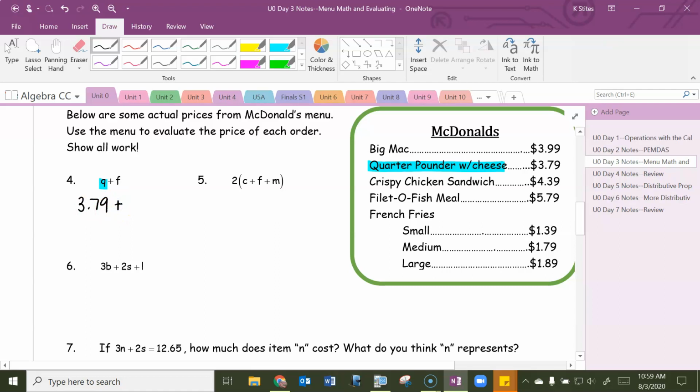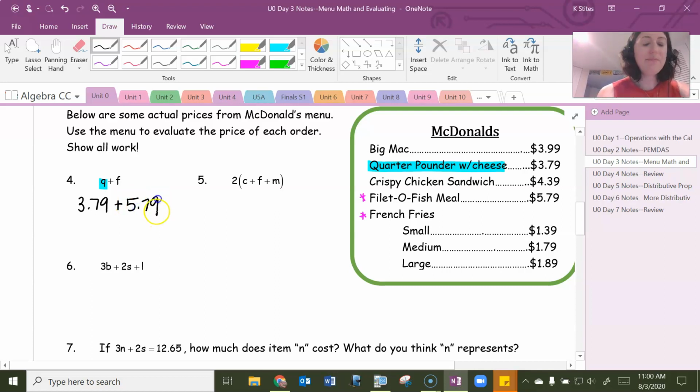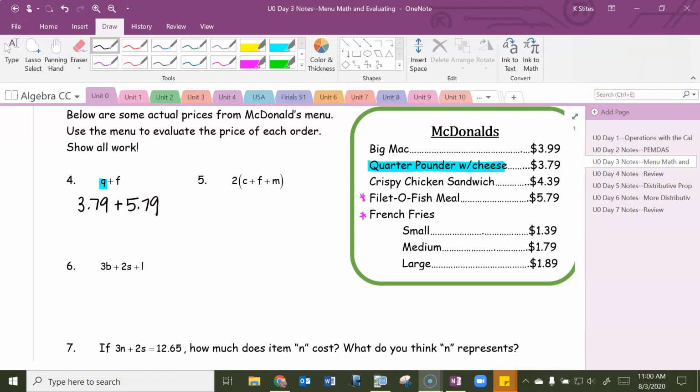F is not so cut and dry. So take a look. What's the issue with F? And what you should notice is that there are two menu items that start with an F. However, if F stands for French fries, like you don't really know what price to use, right? Because there are all these different sizes. So what it tells you is that F can't stand for French fries. Okay, F actually has to stand for the Filet-O-Fish, which I have never had. Okay, but apparently it's very good. 4.29. All right, so let's type that in.